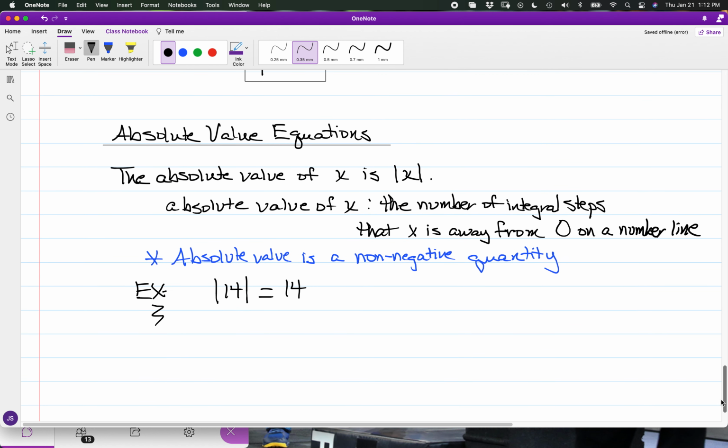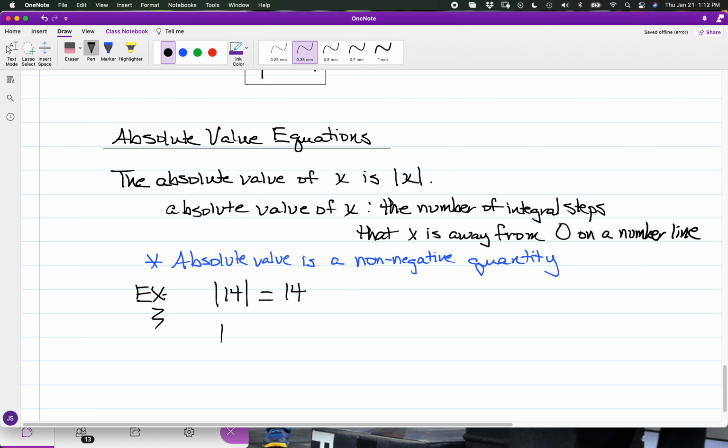And if I have something like the absolute value of negative 20, well, negative 20 is 20 units away from 0. So the absolute value of negative 20 is equal to 20. And the absolute value of 0: there's no distance away from 0, so the absolute value of 0 is equal to 0. Now, these are just samples of looking at absolute value.